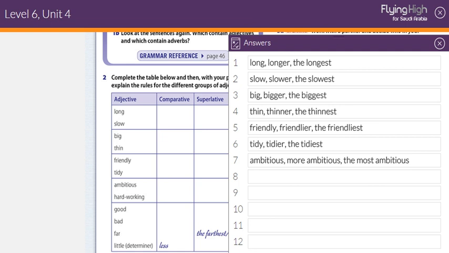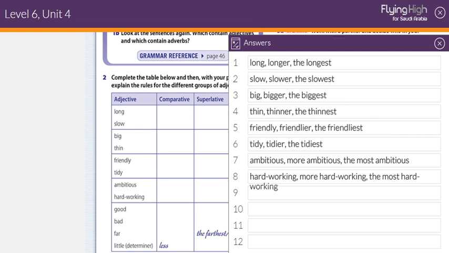Number 8, hardworking. Yes, it's a long adjective. So we will use more hardworking. And in the superlative, we use the most hardworking. There are irregular adjectives like good, bad, far, and little.